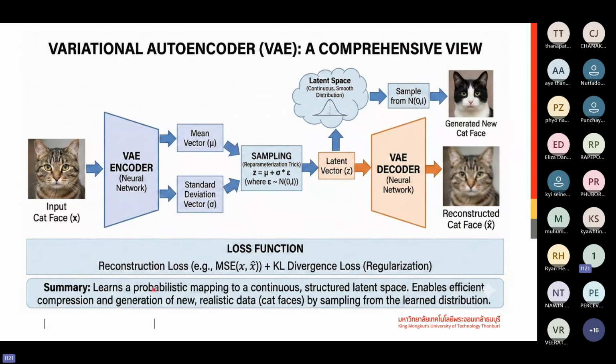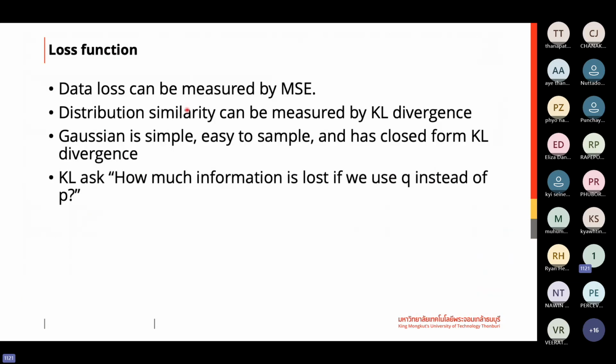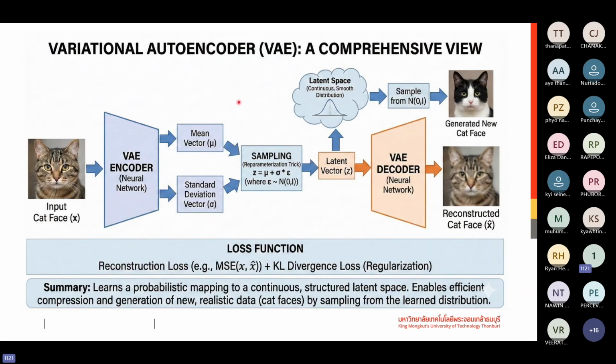Okay, so it learned a probabilistic mapping through a continuous structured latent space. These structured latent spaces allow it to compress data and generate realistic data. And these are the structure: you have the encoder network and the decoder network. This should work the same. Now we have the sampling, so it shouldn't differ much.